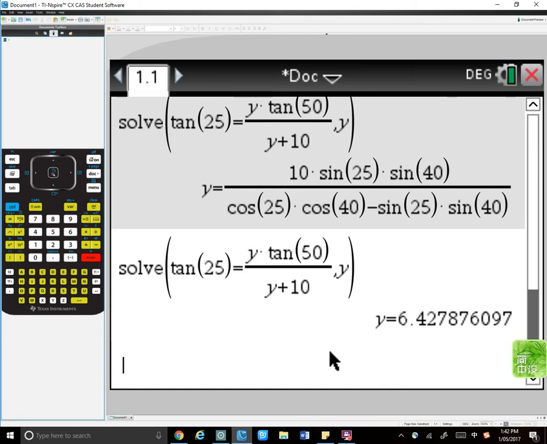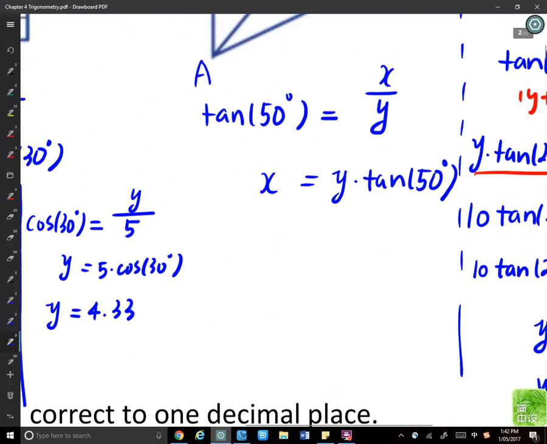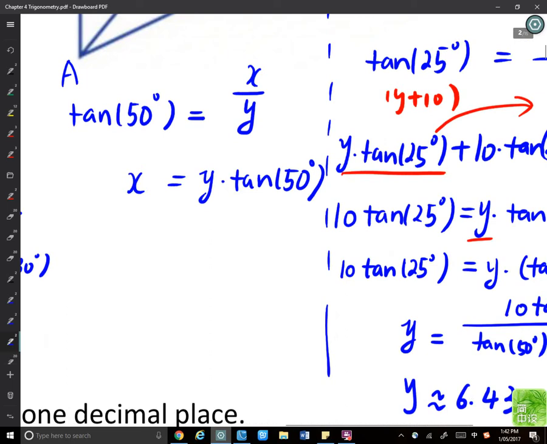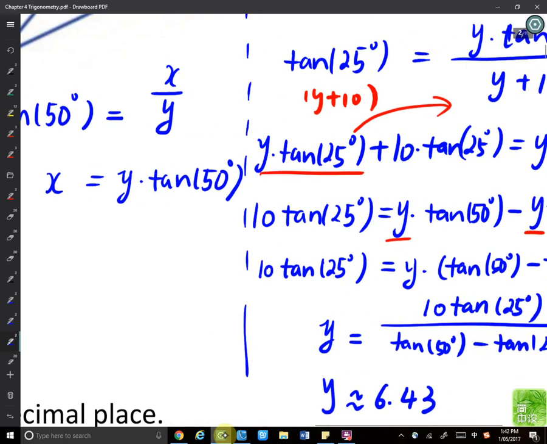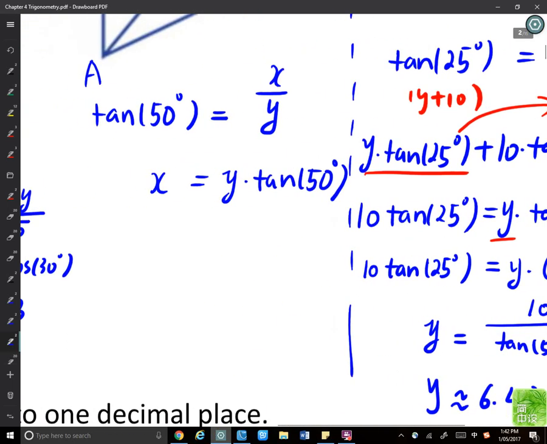Use the cast and you have the y value. Okay, you solve out the y value. Then you need to find the x. The y is the polynomial I write on the page. Okay, it's not something the question asked me to solve. So what is x? x equals y times tangent 50.